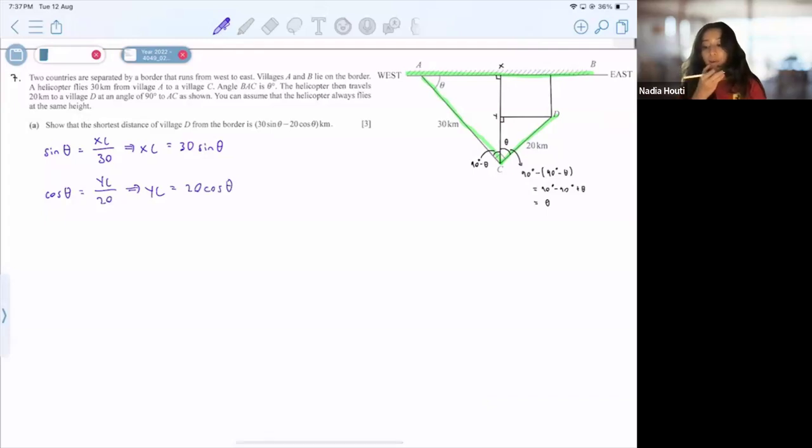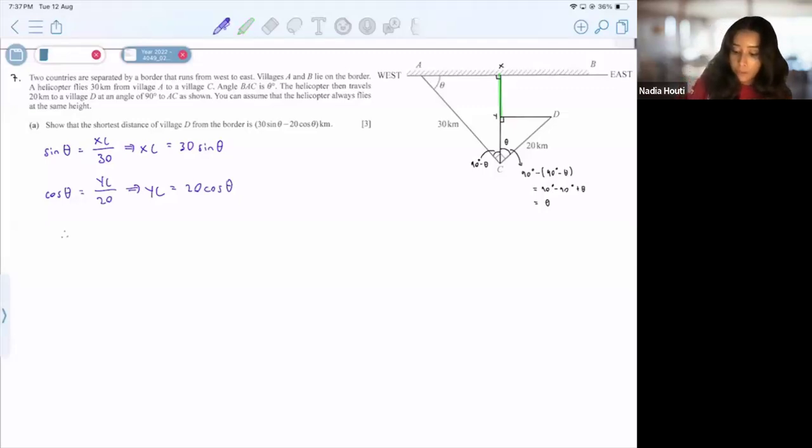So why did I find XC and YC? Because if I want to solve for this vertical distance, which is the shortest distance from D to the border, then I basically just have to find the difference between XC and YC. So therefore, the shortest distance is just XC minus YC, which is equal to 30 sine theta minus 20 cosine theta.